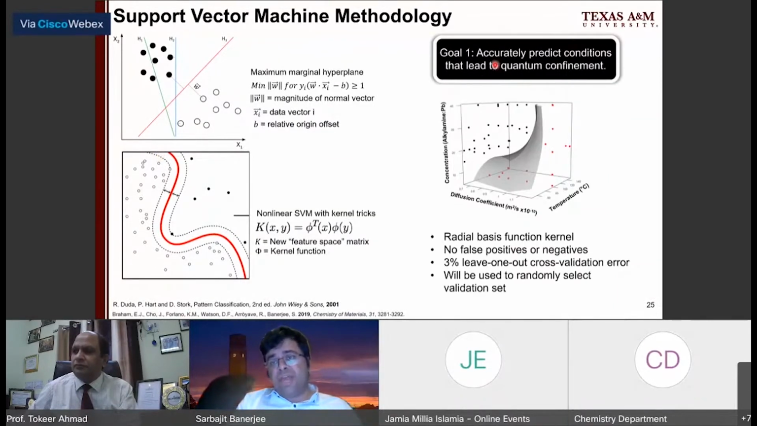Essentially our goal one was to accurately predict conditions that lead to quantum confinement. So we took these 70-odd experiments, and we were able to understand, based on a support vector machine methodology, what the conditions are that will get us a quantum dot, as compared to conditions where you get bulk samples, right? And this is the importance, when you're handling multidimensional data, of moving beyond linear regression into models like support vector machine that can give you very well separated data.